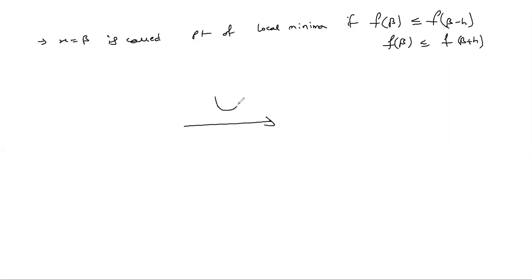Graphically, if you consider this is beta, this will be beta minus h, this will be beta plus h. You can see that f of beta is less than or equal to f of beta minus h, as well as less than or equal to f of beta plus h. So that beta is called as local minima. Okay.